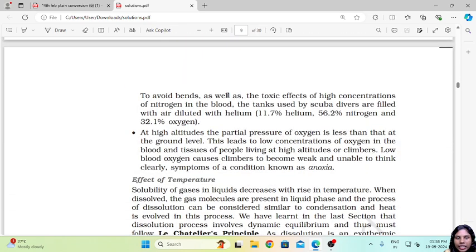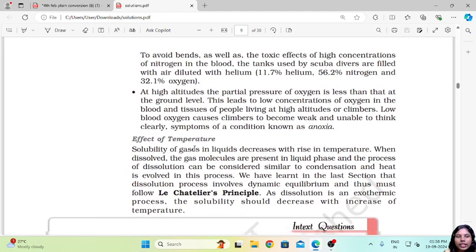To avoid bends as well as the toxic effects of high concentration of nitrogen in the blood, the tanks used by scuba divers are filled with air diluted with helium. Instead of just nitrogen, they prefer to use helium, with around 11.7% helium, 56.2% nitrogen, and 32.1% oxygen.